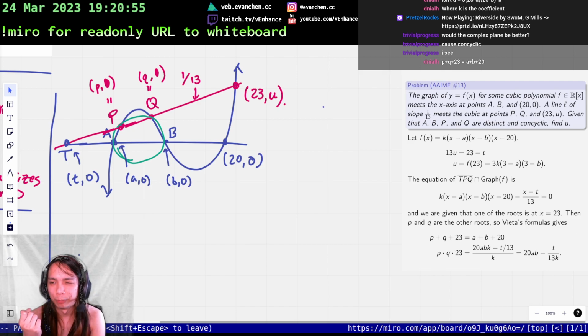And what is the power of a point relation? The power of a point relation is that TP times TQ is supposed to equal TA times TB. So TA times TB is (a minus t)(b minus t). And TP times TQ is, okay, so it's like (p minus t)(q minus t).